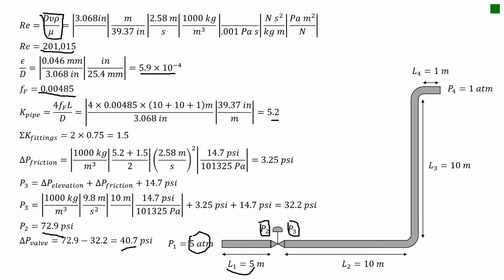A heuristic for a control valve is that the pressure drop across the control valve should be at least 10 PSI or half of the frictional pressure loss, whichever is largest. Well, our frictional pressure loss is only 3.25 PSI. So by having a pressure drop across the valve of 40.7 PSI, we know that we should be able to have good control across this valve.